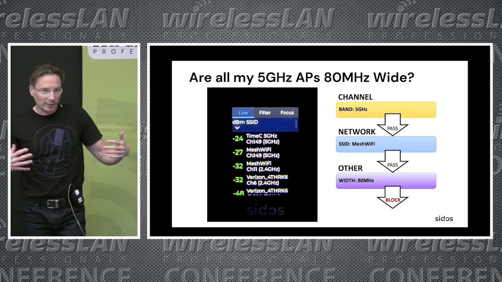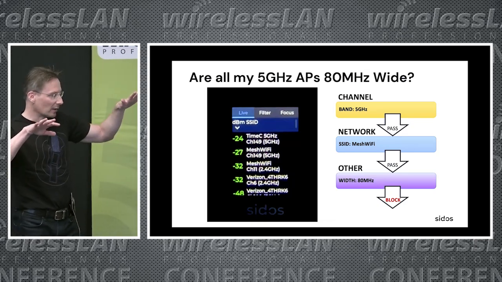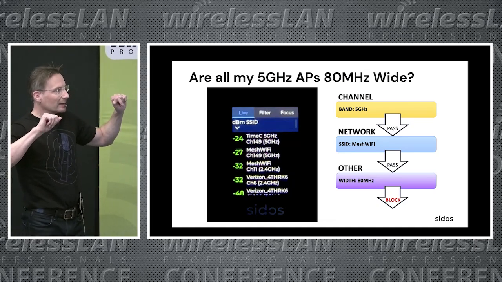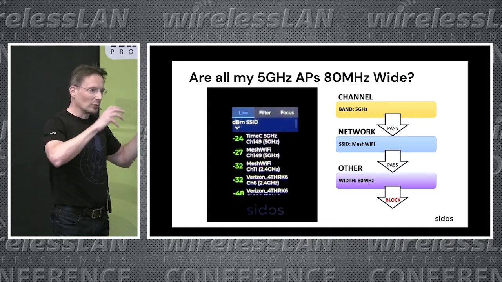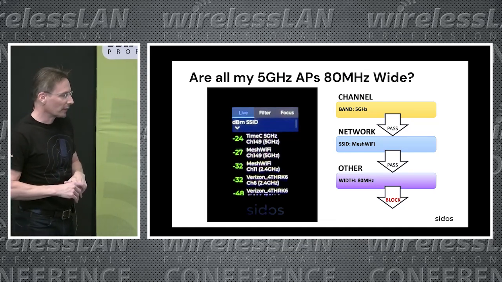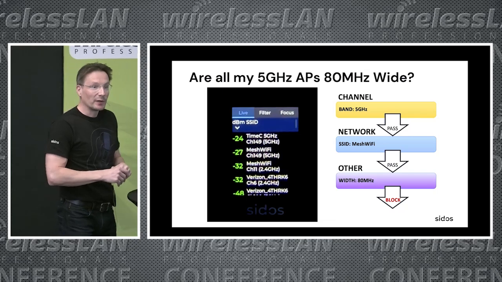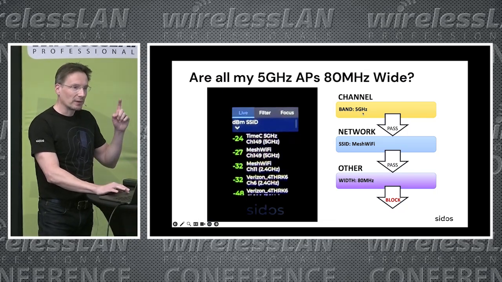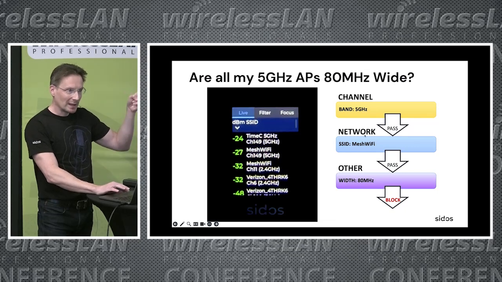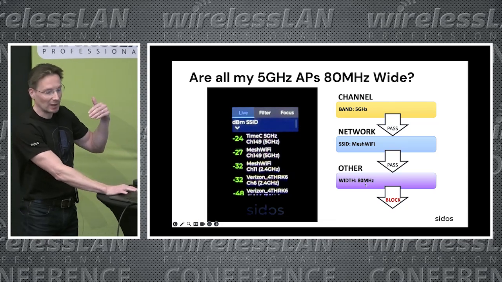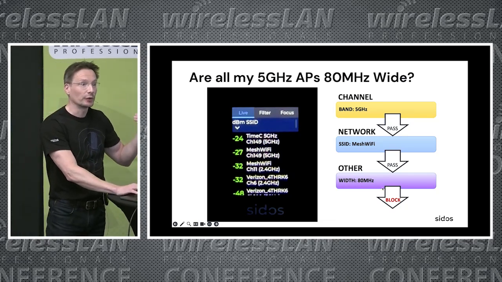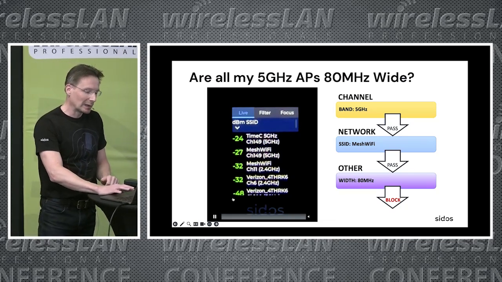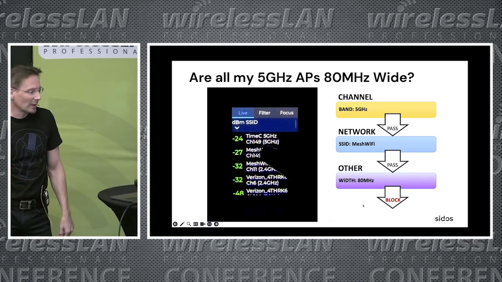Let's say I have a Wi-Fi network with 2.4 and 5 gigahertz bands, and I think I have all my 5 gigahertz APs configured to 80 megahertz wide, but I don't know if that's the case. So I say, show me 5 gigahertz, show me my network only, and show me 80 wide. Or actually, I want to see anything that is not 80. Here's how you build that constructor in real time.